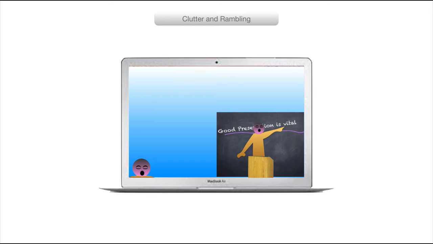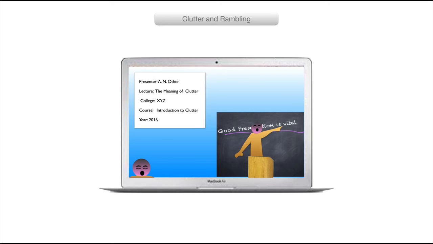And let's add to the clutter by telling us who the presenter is, what the lecture is, where the college is, what the course is, and what the year is. And finally, just to make the clutter complete, let's make him really big and stand in front. And that, to me, is clutter.